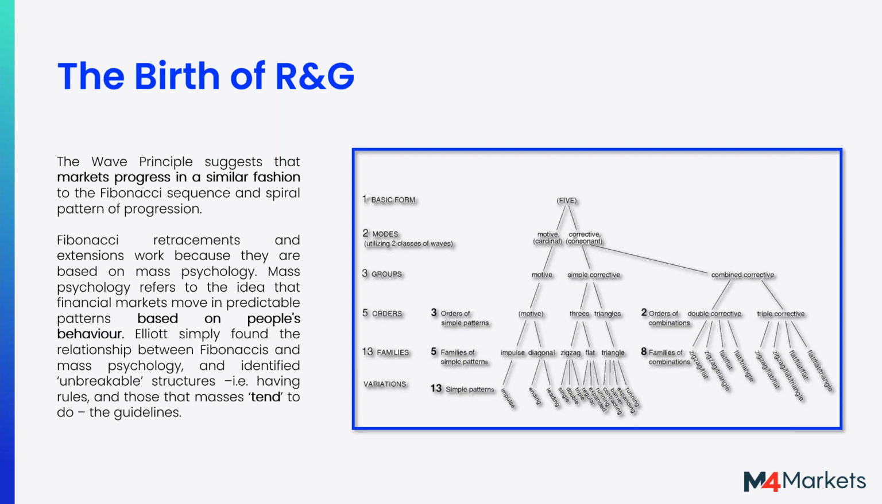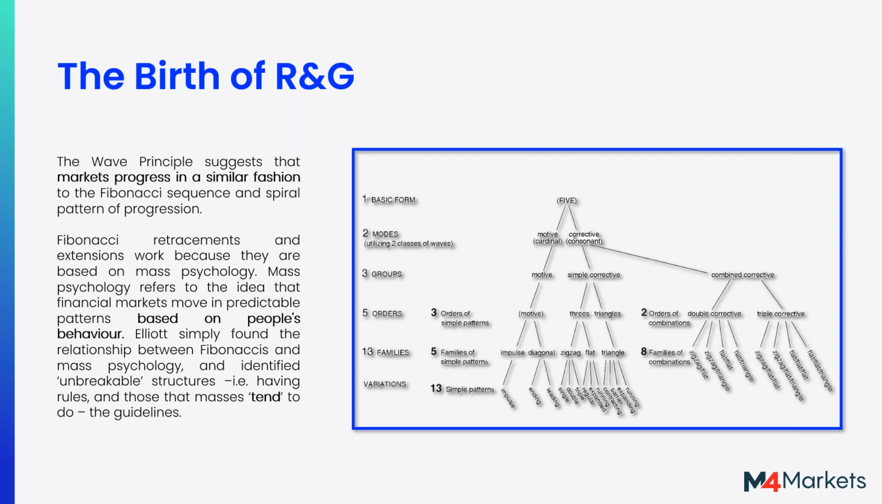Mass psychology refers to the idea that financial markets move in predictable patterns based on people's behavior. This behavior has been imprinted in the markets for over 100 years, let's say, or even before Elliott, because Elliott based his analysis on historical market data, obviously. So Elliott simply found the relationship between Fibonacci and mass psychology and identified and established unbreakable structures. And I say unbreakable because we have the rules that govern them, and what the masses tend to do, and those are the guidelines.